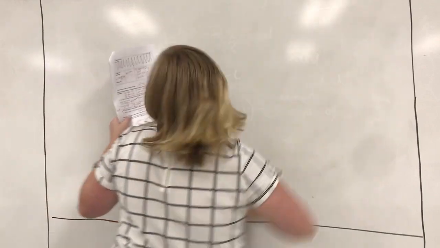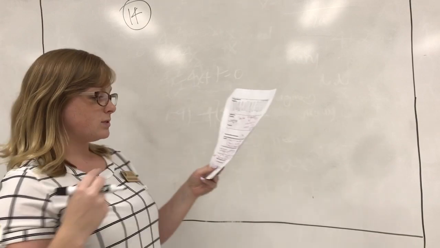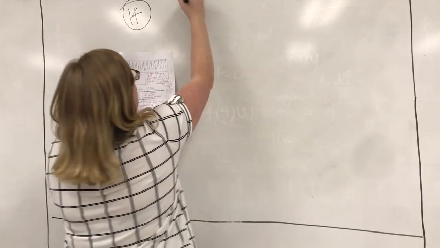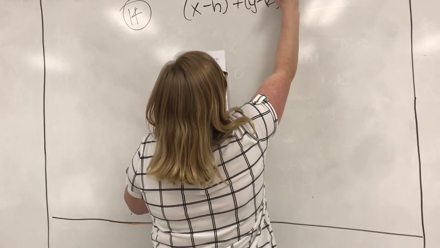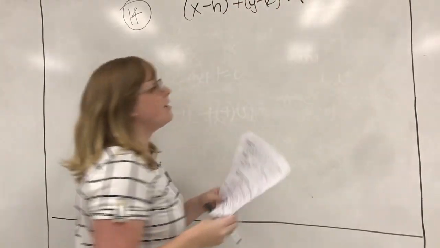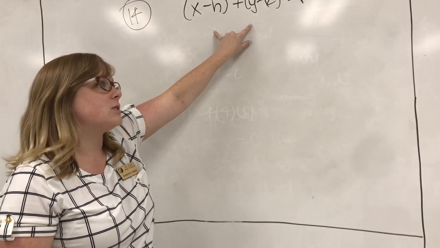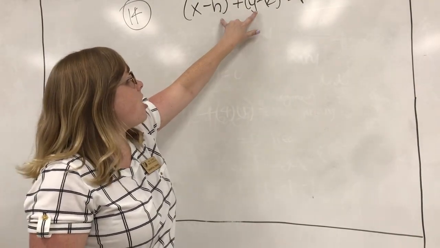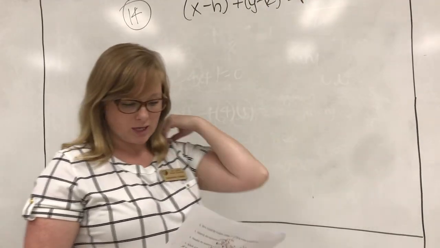Number 14. Okay, before number 14 it says what's the standard form of a circle, and that is (x minus h) squared plus (y minus k) squared equals r squared. Remember, h and k are your center. They're going to be opposite, similar to how we do vertex form for h. These are going to be opposite, and r squared. I have to square my radius, so don't forget.